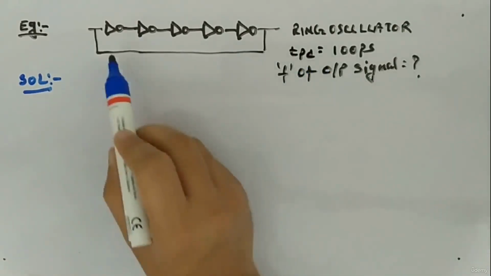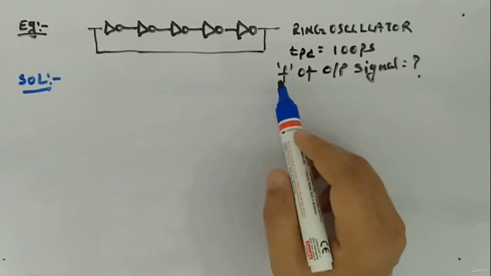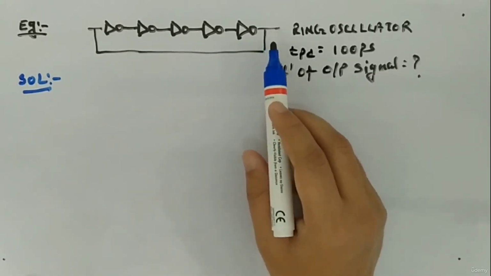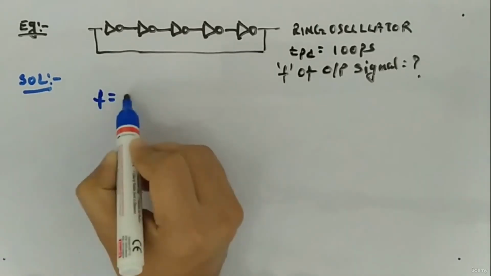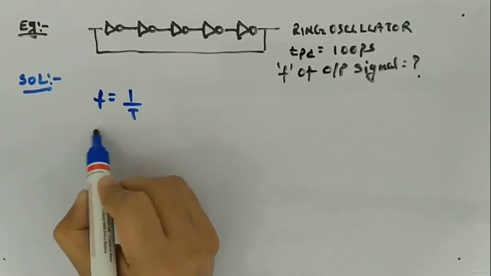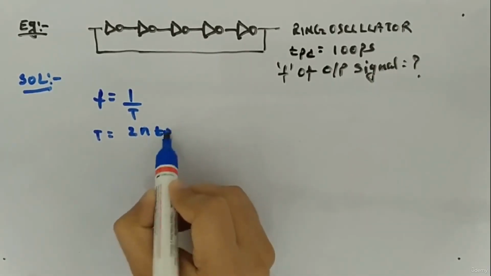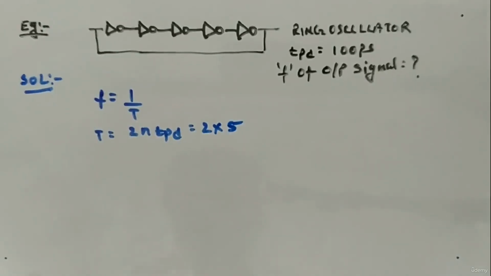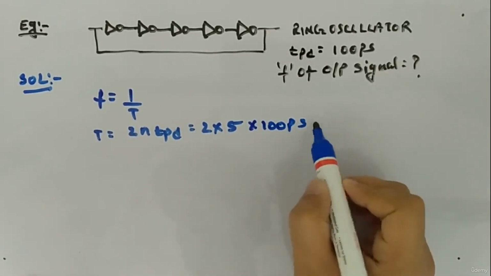TPD is given for each of them. It's 100 picoseconds, and you have to find the frequency of the output signal here. Okay, so it's simple. The frequency will be the inverse of the time period. The time period will be equal to 2n TPD, 2 into 5 into 100 picoseconds.